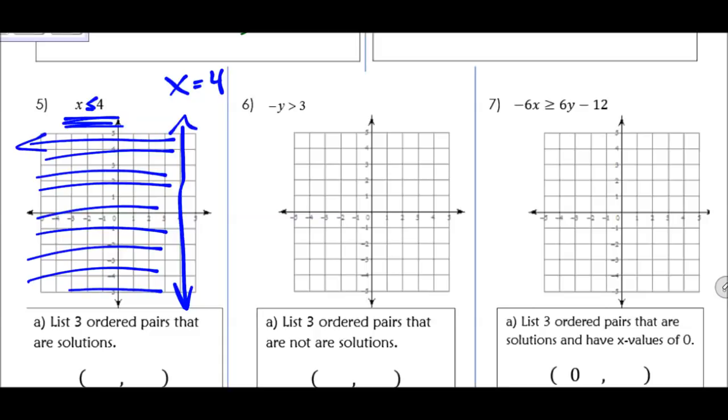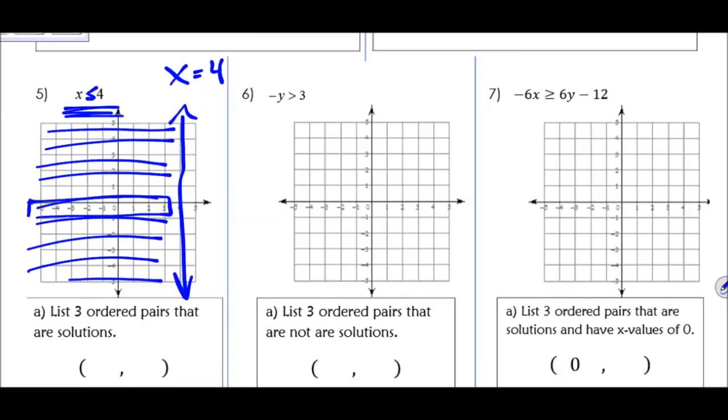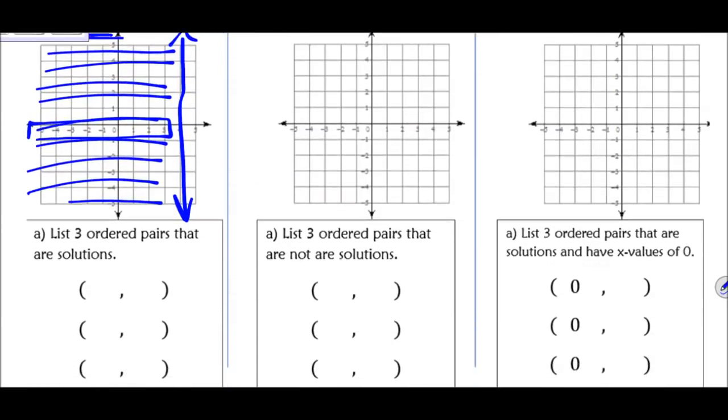That's where we're shading. We're just shading to the left of that vertical line. All the numbers to the left, all the x values that are less than 4. So 3 ordered pairs that are solutions. Let's go with 0, 0, 0, 1, and 0, 2. All of those work.